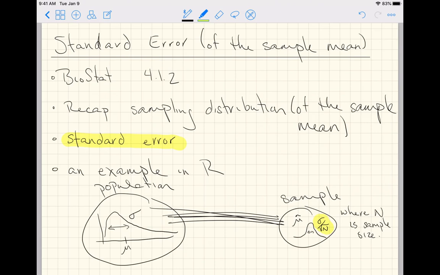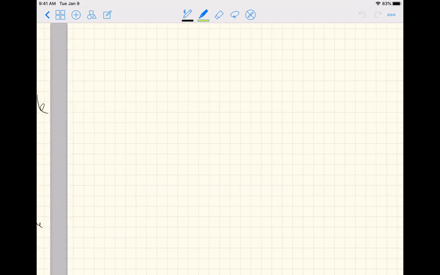As your sample size goes up, the error in your estimate of the population mean goes down. The more data you collect, the closer to right you're going to be. The more data you collect, the closer to an accurate guess of the population mean you're going to be. Okay, let's try this in one more picture before we get into R.